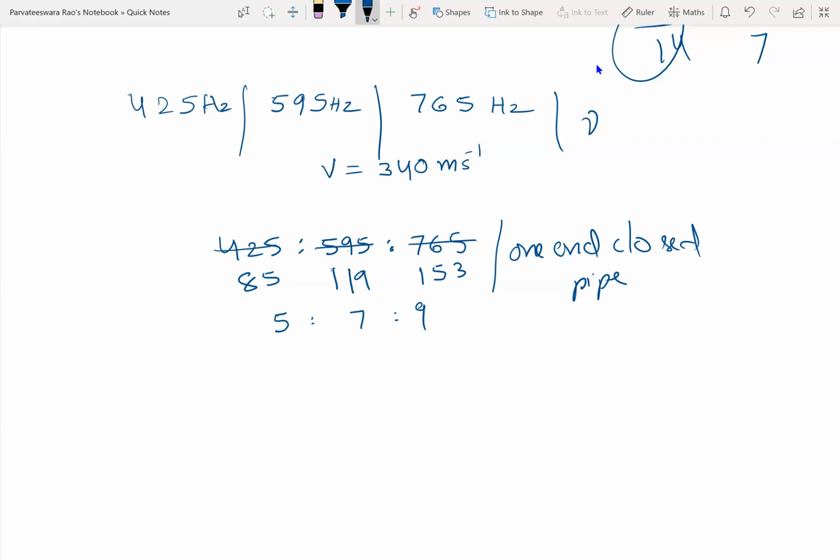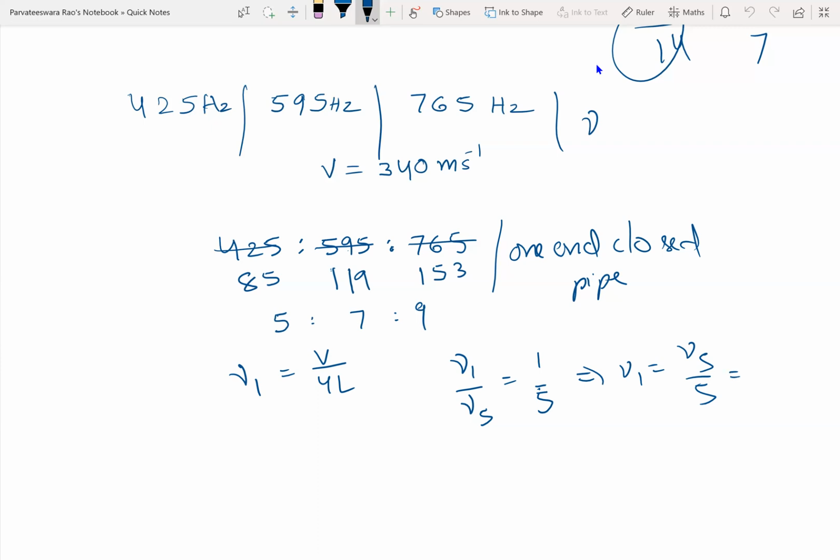So if it is a one end closed pipe, the fundamental frequency should be V by 4L. The length of the pipe is not given, but there is no need. Nu 1 by nu 5 will be 1 by 5, correct? There implies nu 1 is equal to nu 5 by 5.